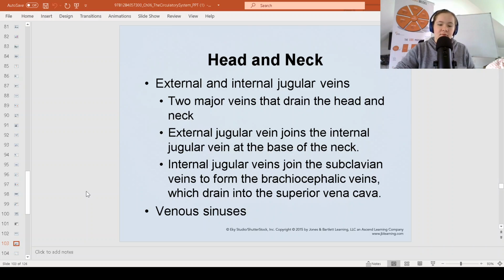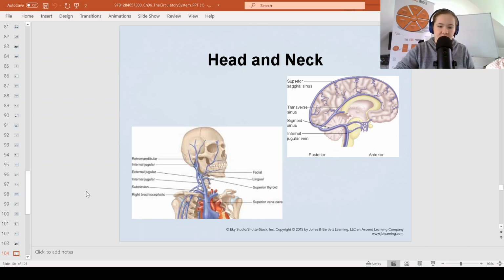The venous sinuses. Here we can see the head and neck. We've got the external jugular, internal jugular, subclavian, brachiocephalic, cephalic, and the superior vena cava. And notice how big the vena cava is. Generally, the vena cava is about the size of an OK sign, or bigger. Sometimes people even say it's about your fist, but just a little bit smaller.